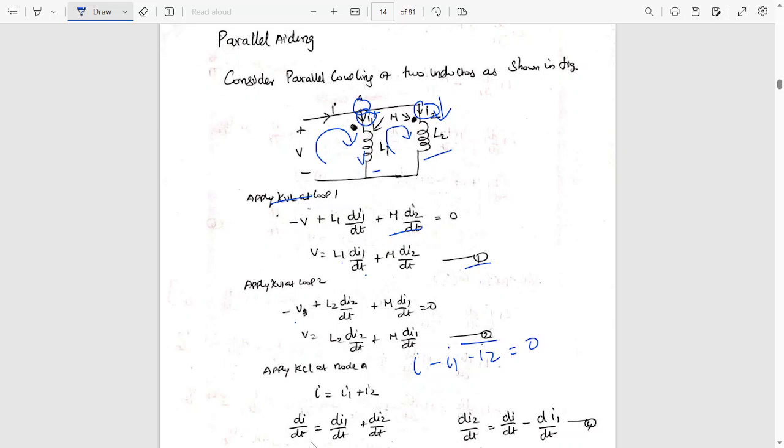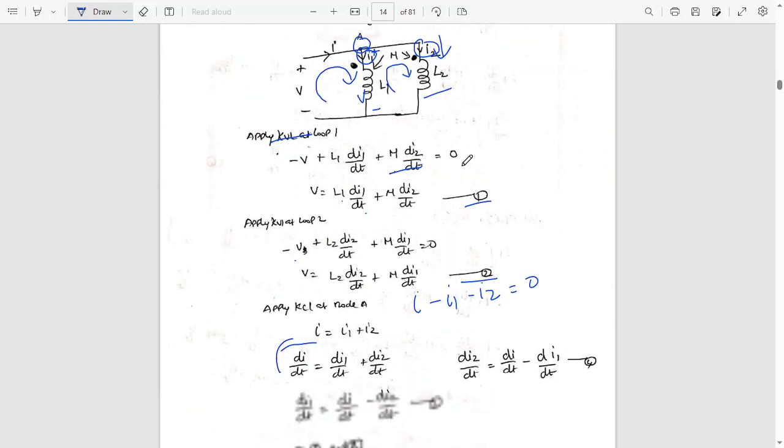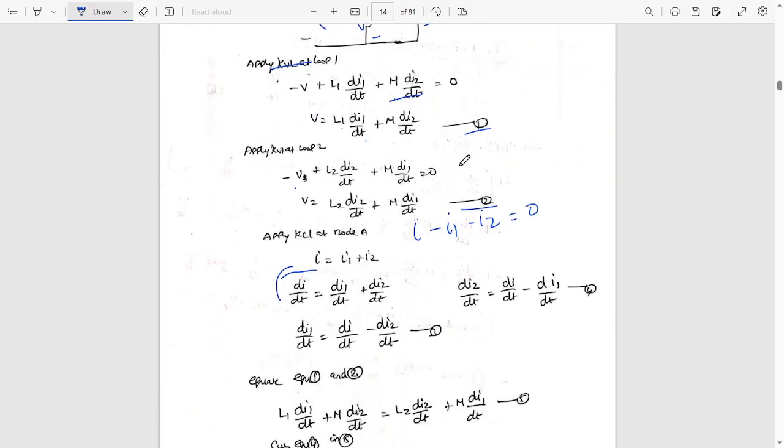Now I am going to differentiate this with respect to time. I will get di by dt equal to di1 by dt plus di2 by dt. Now I can rearrange and write di2 by dt: di1 by dt goes to the right hand side, so di2 by dt is equal to di by dt minus di1 by dt, which I consider as equation number 4.